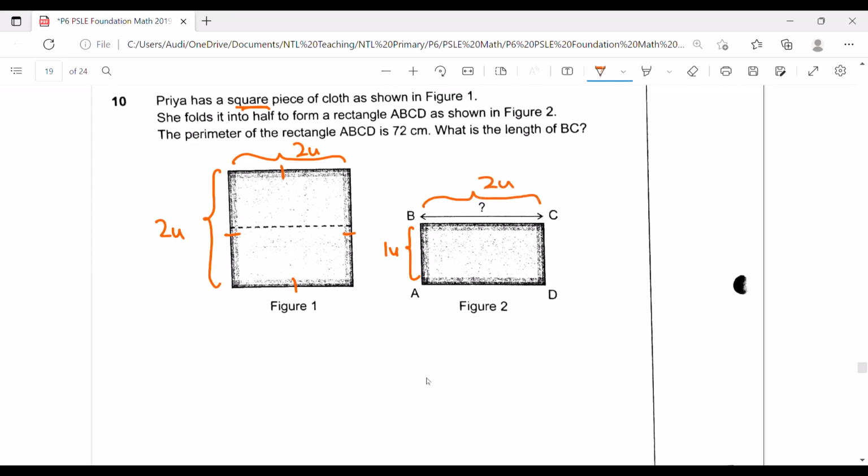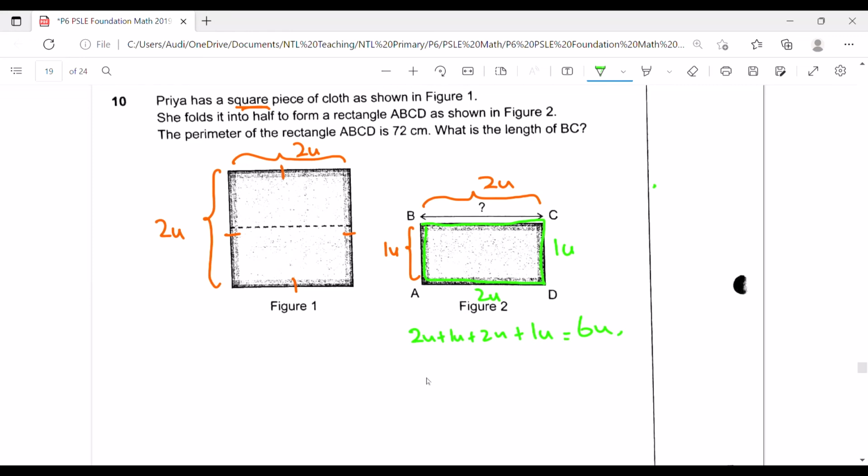Now the perimeter of ABCD is 72 cm. Now perimeter means outline. So the outline means go this plus this plus this plus this. So if you add them up, how many units is this? This is 2 units plus 1 unit plus 2 units plus 1 unit. So we get a total of 6 units. And this is the perimeter.